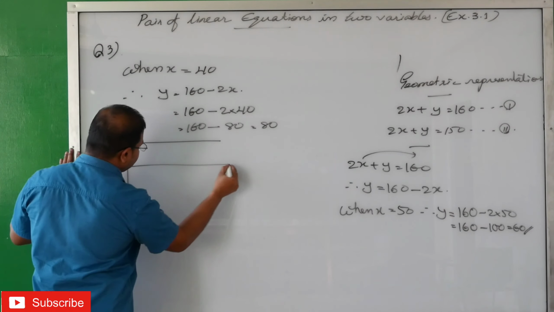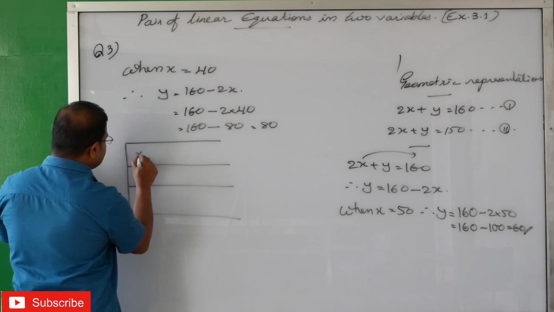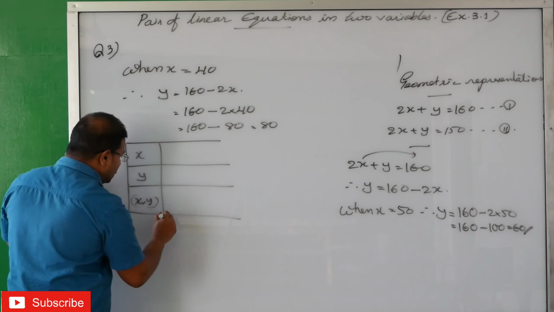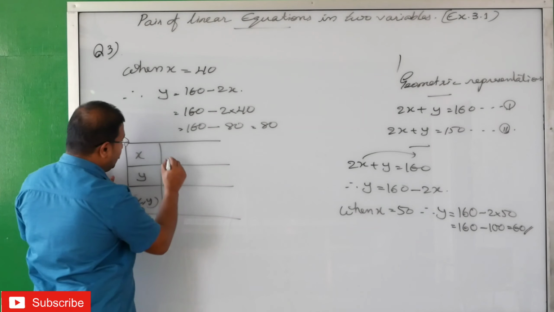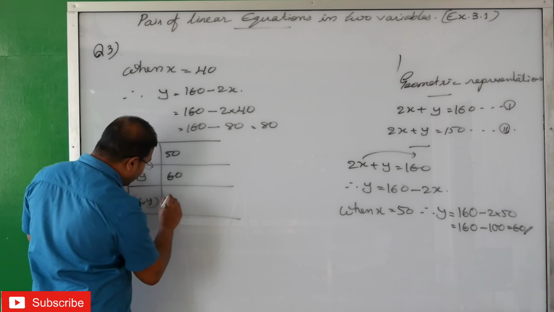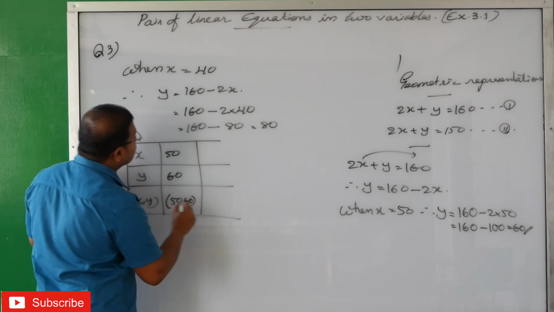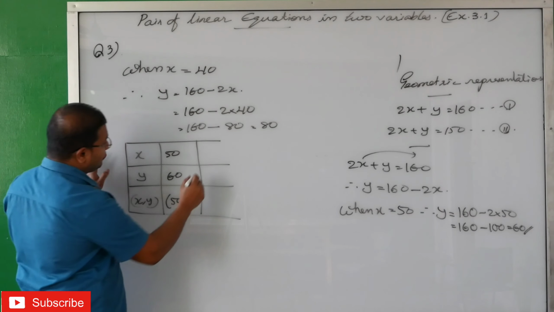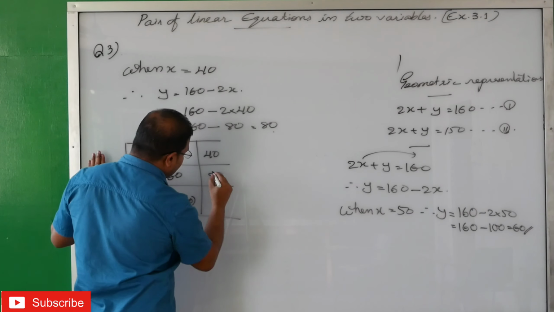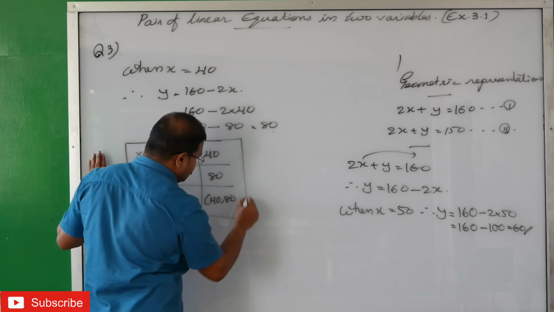See now, x, y, x, y. Ready? First, the value of x, what we took? 50. That time what we got the value of y? 60. So the coordinates are 50 and 60. After that, second, we took the value of x as 40. That time we got the value of y as 80. So we got it now. 40 and 80 are the coordinates.